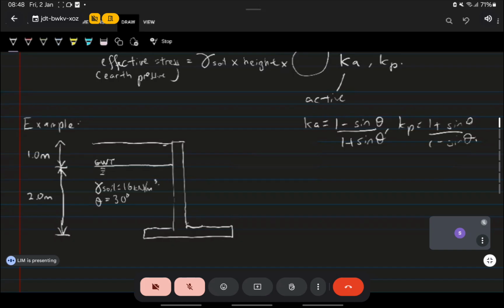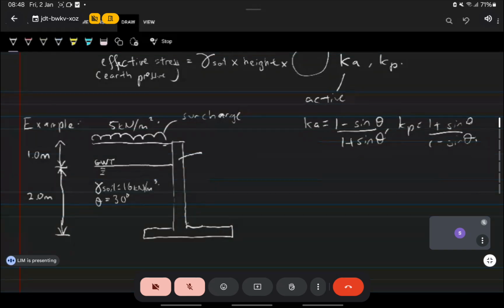In this case, do we want surcharge? Yeah, let's put surcharge. Let's say there's a surcharge of 5 kilonewton per square meter. This surcharge is whatever loading you have on top of the retaining wall. Could be cars, could be people walking, some variable action. So normally you need to allow for a bit of surcharge.